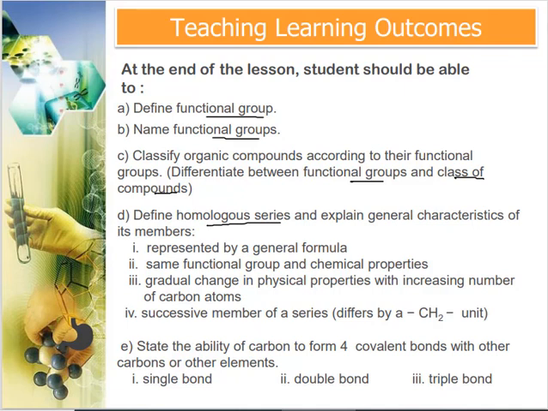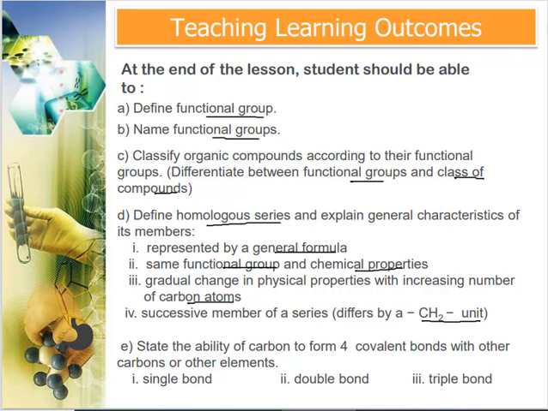Basically, each homologous series has a particular general formula. Okay, and then members of the same homologous series will have the same functional group and chemical properties. Okay, so you will also see how the change in physical properties happens in a homologous series with increasing number of carbon atoms, and successive members of a homologous series will differ, which means the previous member and the next member will differ by a CH2 unit.